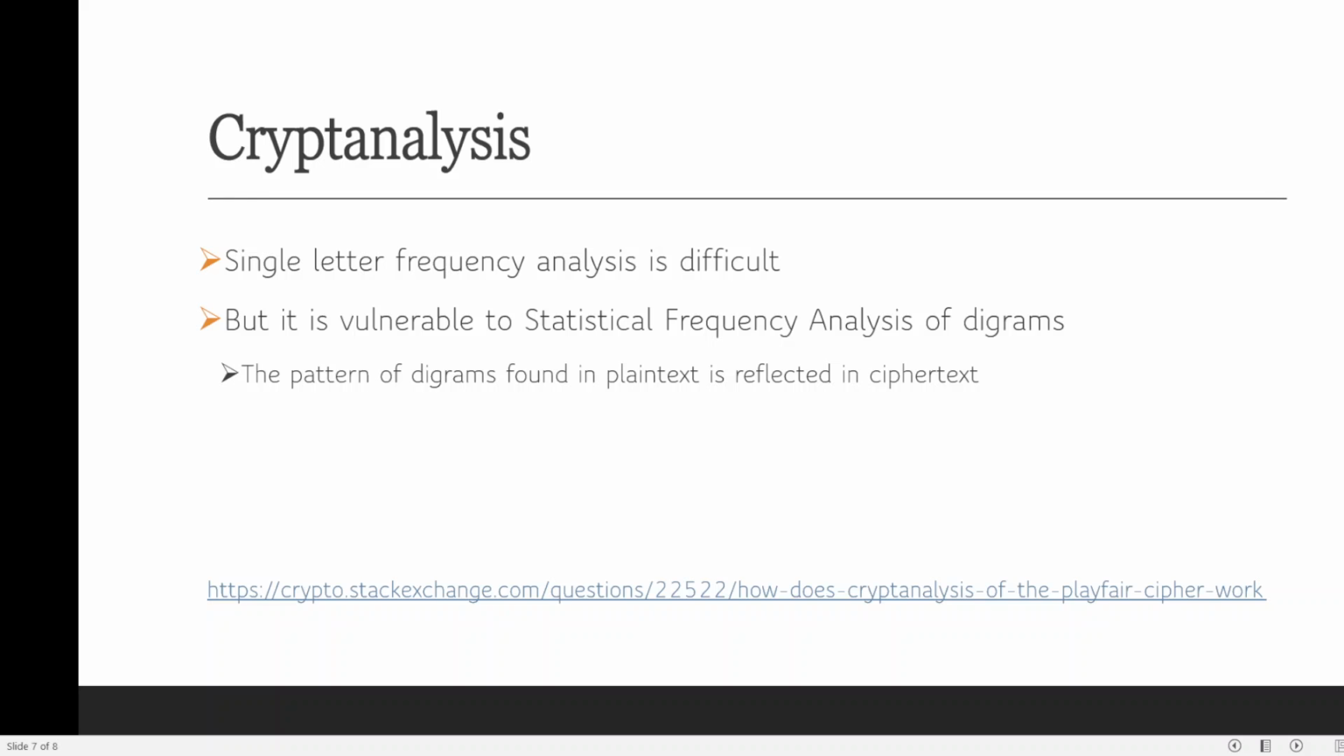Now let us discuss the cryptanalysis of PlayFair Cipher. Here, single letter frequency analysis is very difficult because the pattern disappears in the cipher text, but it is vulnerable to statistical frequency analysis of digrams. That is, the pattern of digrams found in plain text is also reflected in cipher text. So that is the problem.